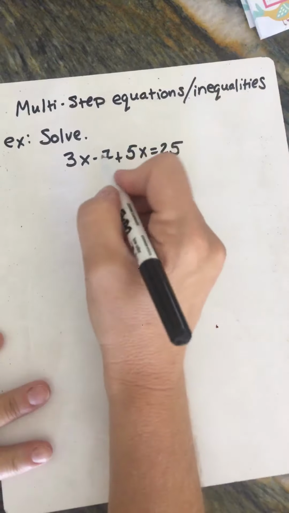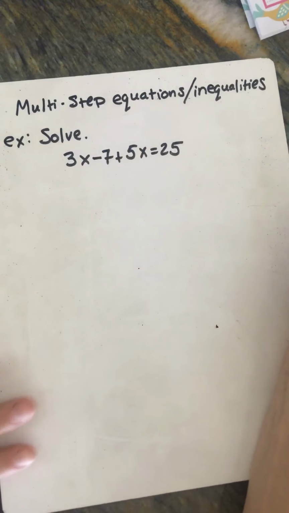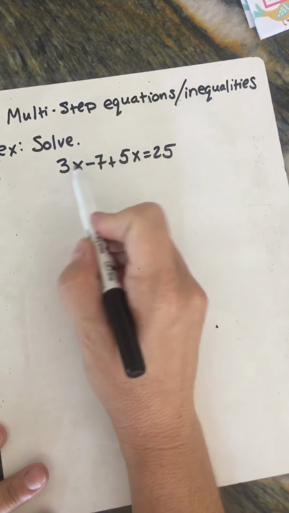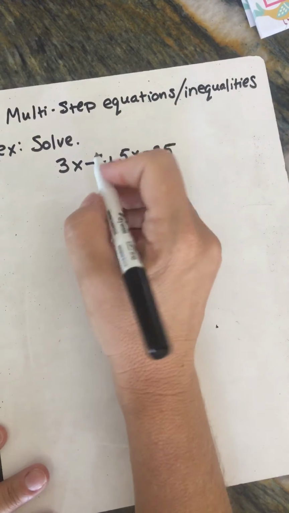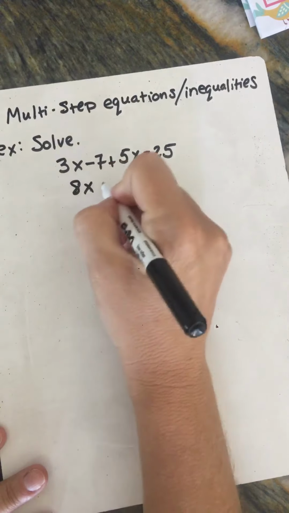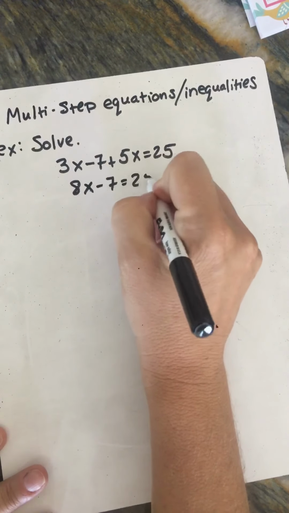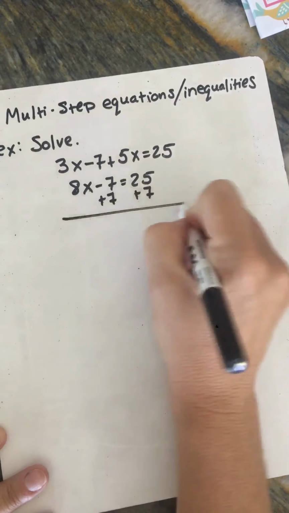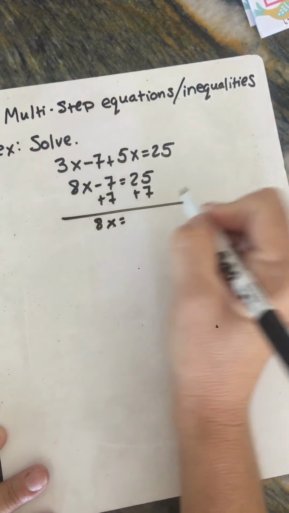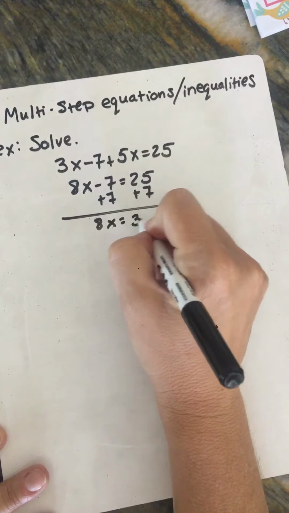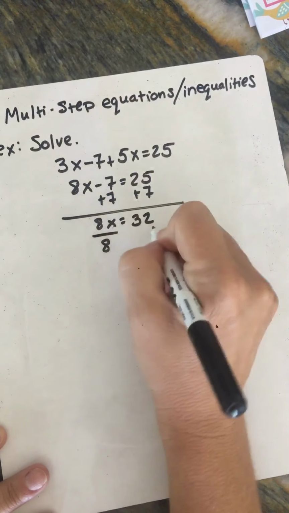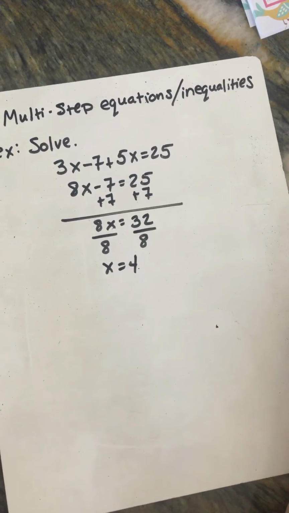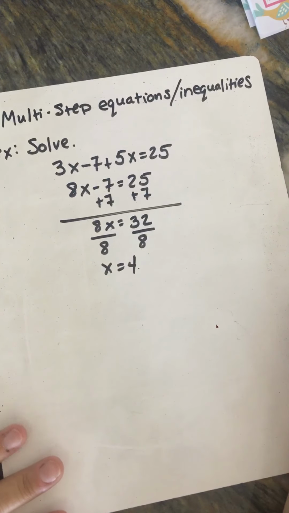This is like the baby algebra you've done since you were a little tiny thing. You've got to combine your like terms since they are both on the same side of the equal sign. So there's 8x minus 7 equals 25. And then we add the 7 to both sides. So 8x equals 32 and divide by 8. So x equals 4. Easy peasy, right?